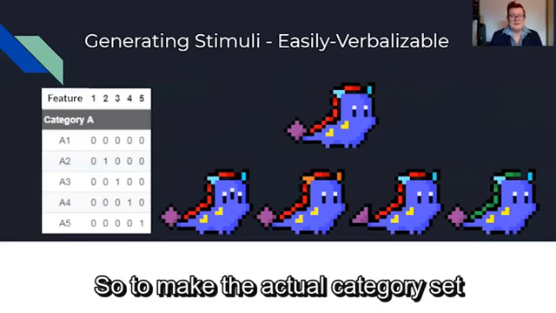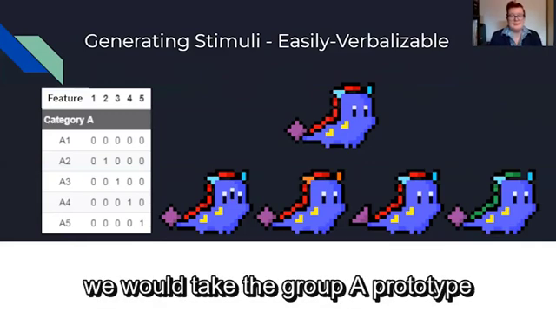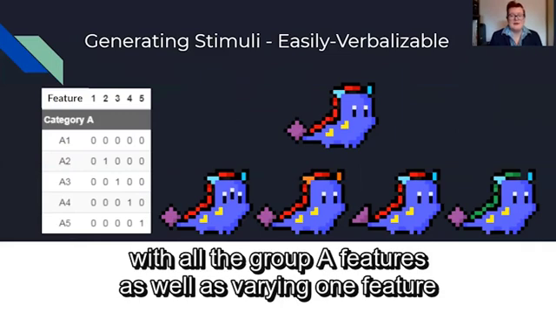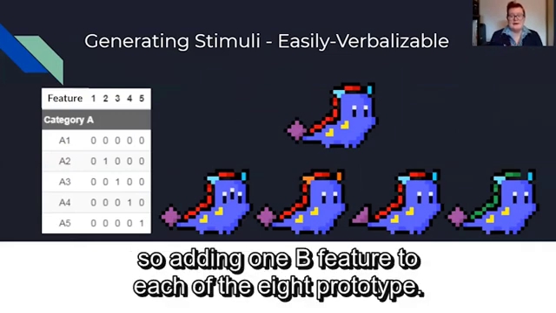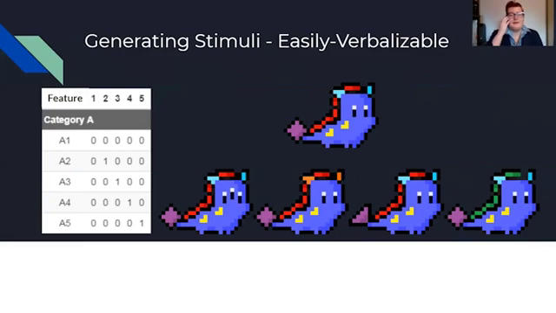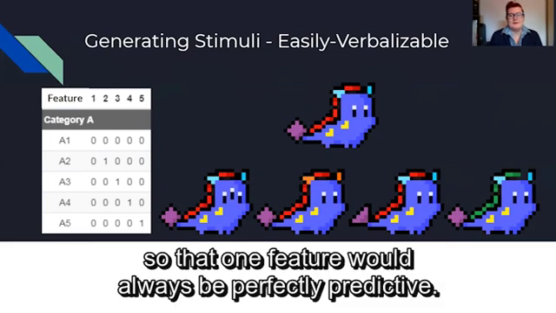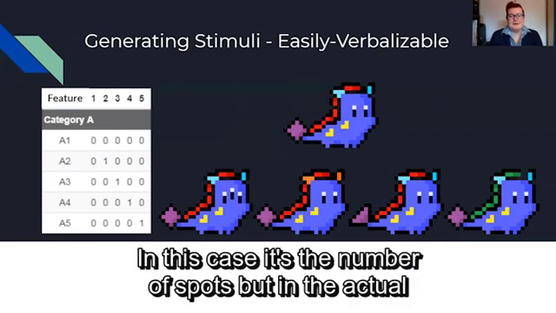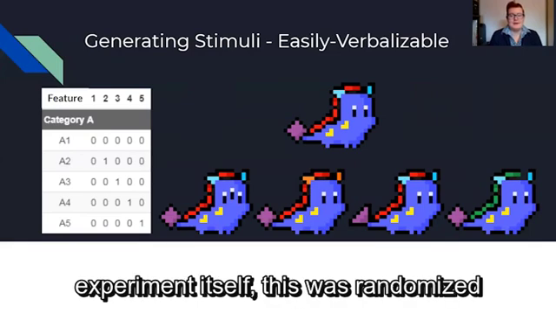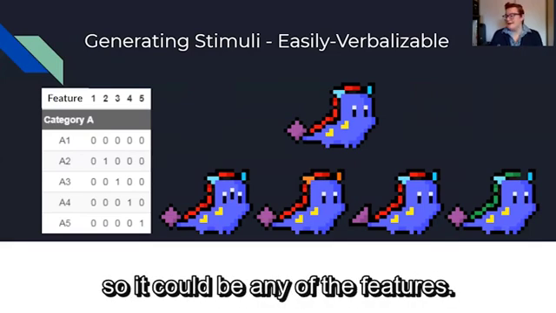So to make the actual category set, we would take the group A prototype with all the group A features, as well as varying one feature, so adding one B feature to the A prototype. We also would exclude one of the features so that one feature would always be perfectly predictive. In this case, it's the number of spots, but in the actual experiment itself, this was randomized, so it could be any of the features.